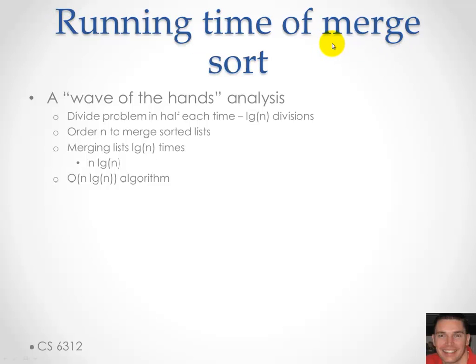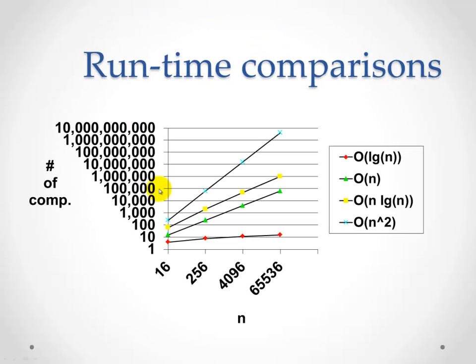What's the running time of the merge sort? We do just a wave of the hands analysis. If we divide the problem in half each time, well, we learned from the binary search that's going to take log n divisions. Then to go through and merge each one of those lists, we always know that we're going to have to visit all n elements. So that's going to be order n. So merging the list log n times is going to be n times log n. So it's an order n log n algorithm, which is more efficient than an order n squared algorithm.